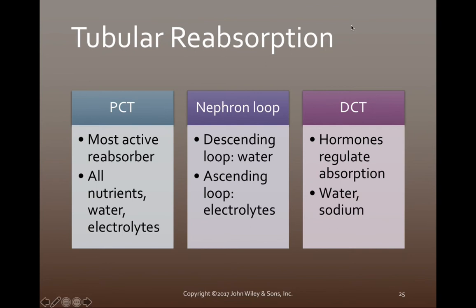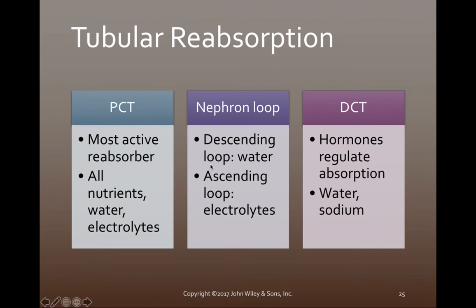Now with the loop of Henle specifically, we want to remember that there's a descending limb and an ascending limb. The descending limb is often called the thin descending limb and will have the thick ascending limb as well as the thin ascending limb as well. But we're just going to consider that thick ascending limb as the descending limb and the ascending limb are going to be reabsorbing different things.